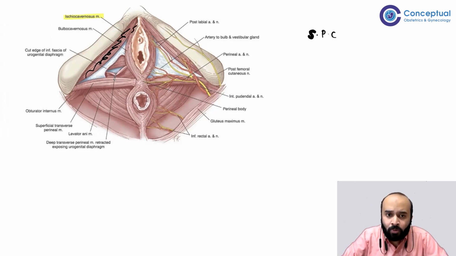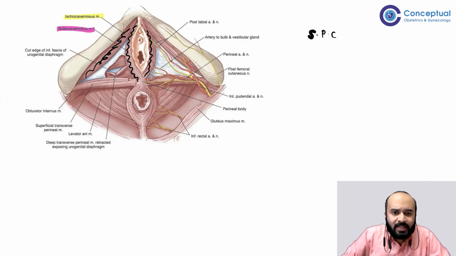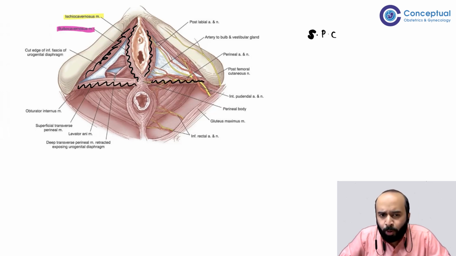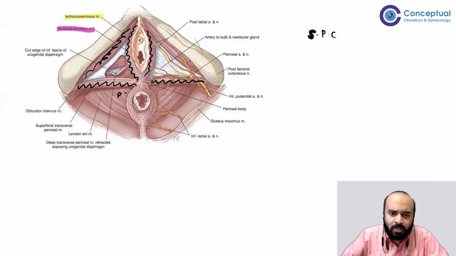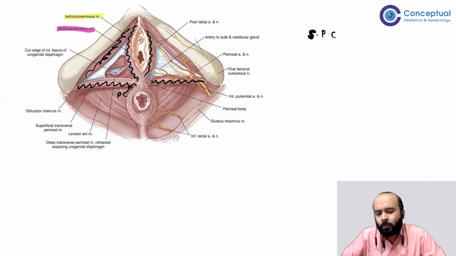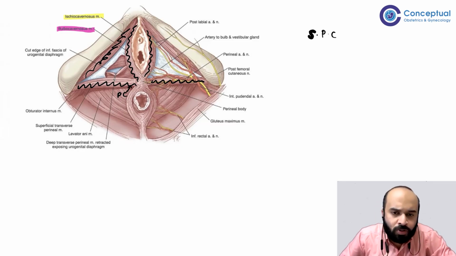The important muscle is going to be this muscle, the bulbocavernosus muscle, a very important muscle. The second most important muscle is going to be the superficial transverse perineum. The third most important muscle is something that you see deep down here, the pubococcygeus, that is seen just below this. They have not named it over here, but this is the pubococcygeus, the part just below this superficial perineum.